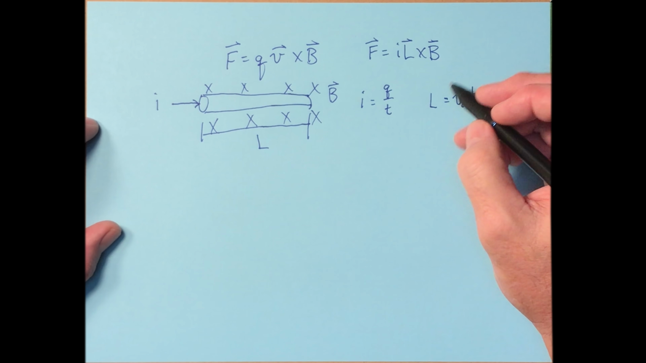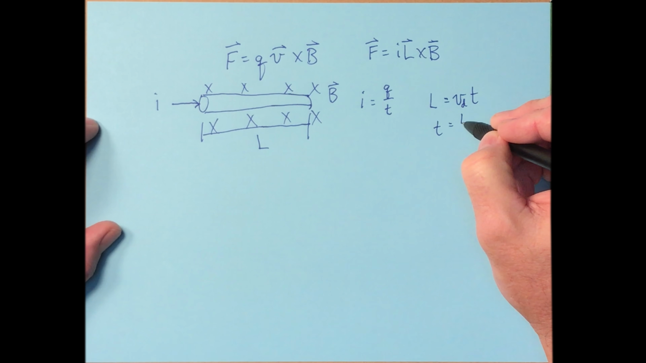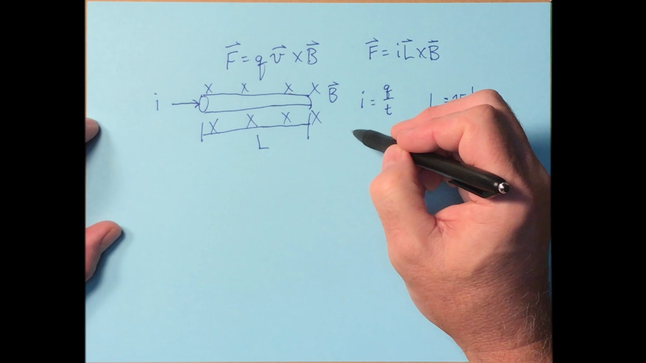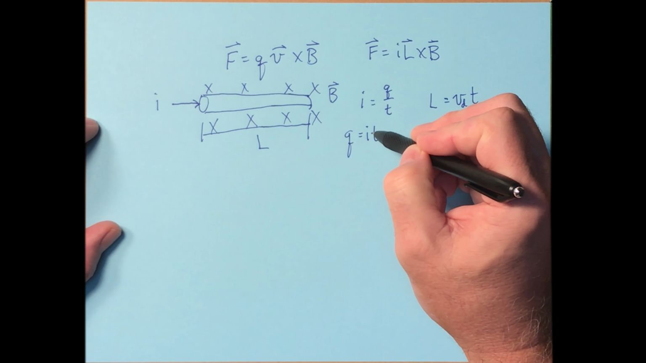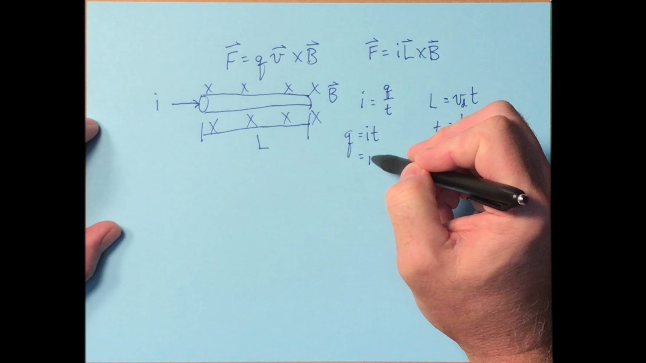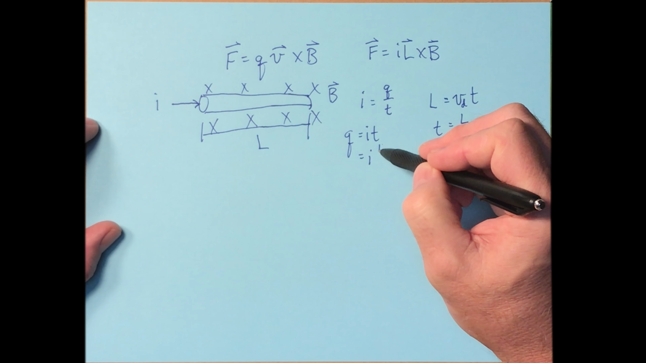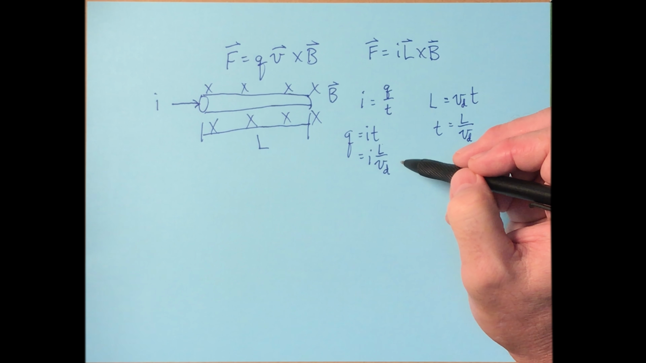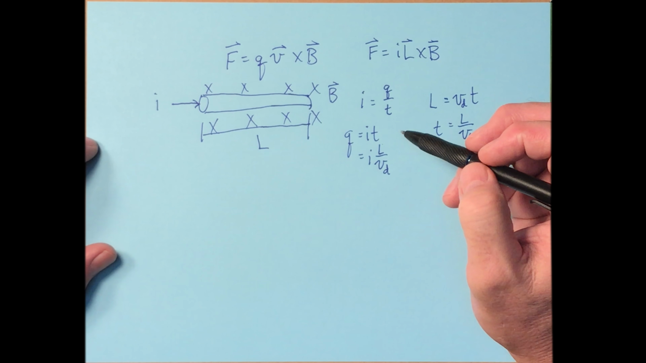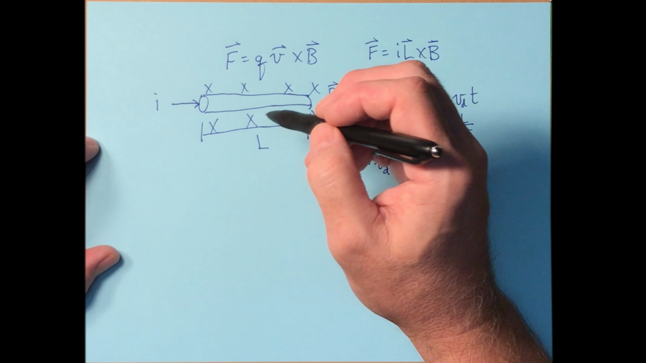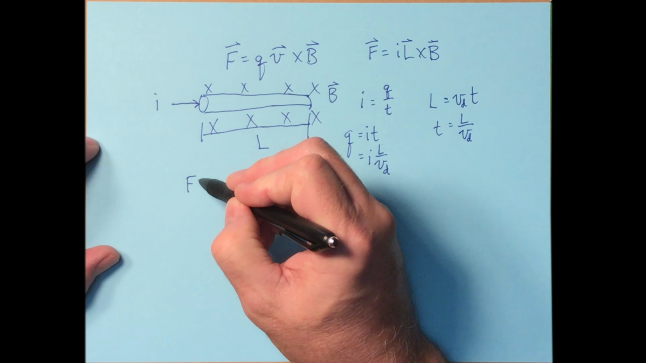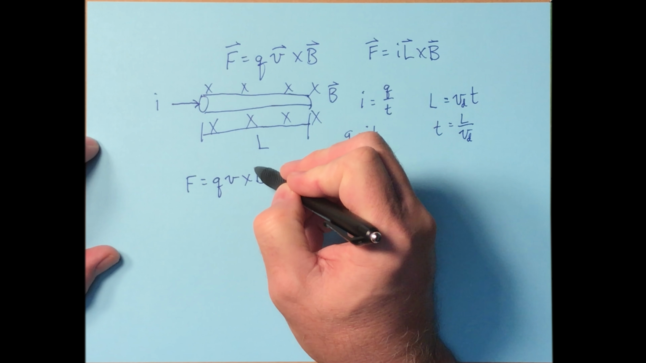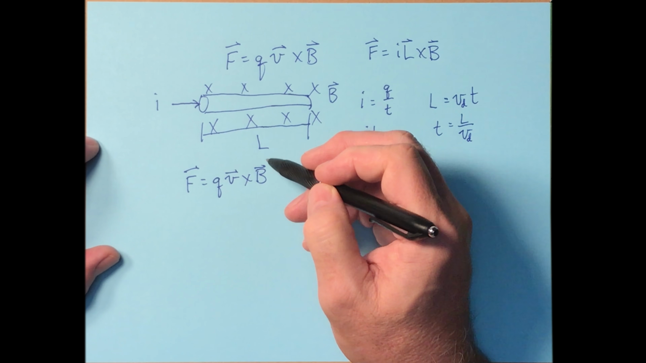All right, well, if I solve for T out of that, T is just L divided by V sub D. Then this Q, which is I times T, can be written as I L over V sub D, like that. All right, now let's suppose that this wire in the magnetic field experiences a force, which we could write as F equals Q V cross B, according to the old-fashioned way that we've already done.